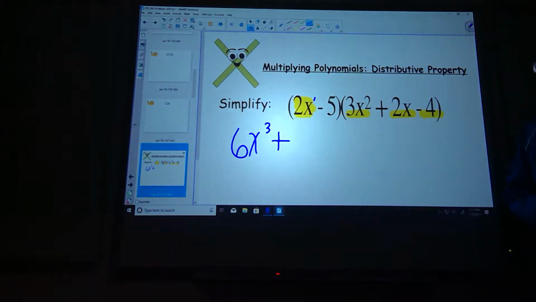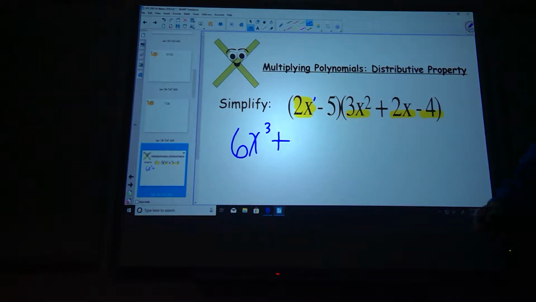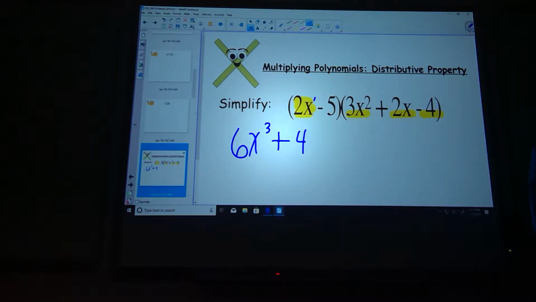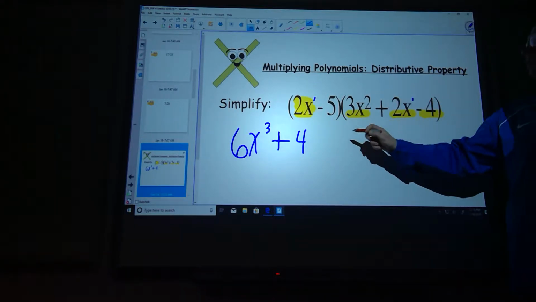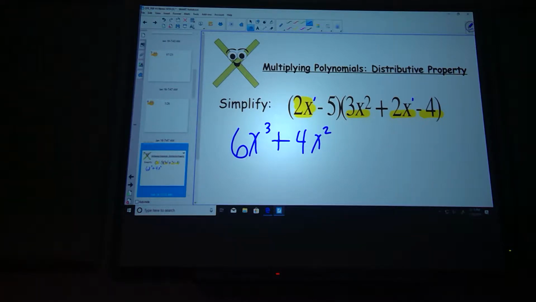Is that okay? Now I'm going to go 2x times 2x. 2 times 2 is 4. What do you think x times x is? X squared. Okay, because that's x to the first, x to the first. So I add the exponent, so it becomes x squared. Is that okay so far?